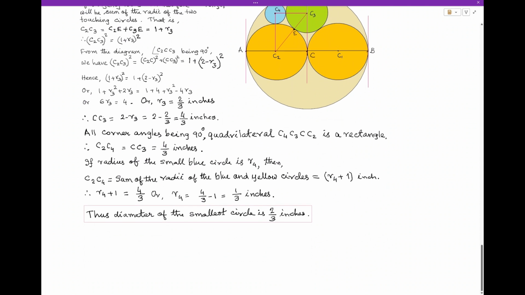Therefore, R4 plus 1 is equal to 4 by 3, or R4 is equal to 4 by 3 minus 1, and that is equal to 1 by 3 inches. So, the diameter of the smallest circle is 2 by 3 inches. That is the answer. Thank you.